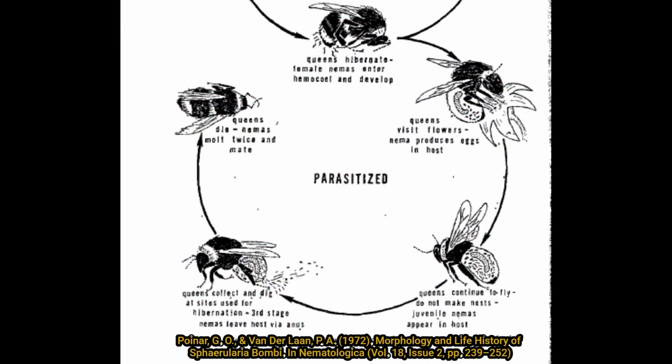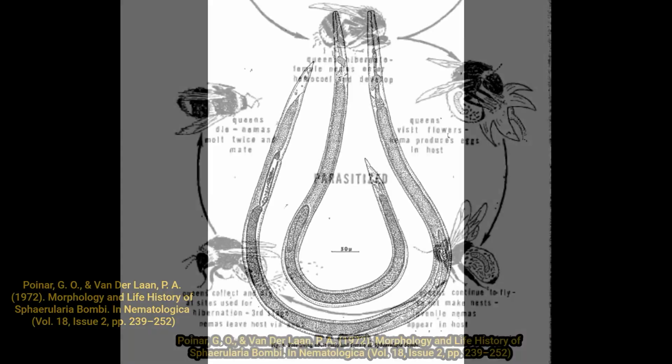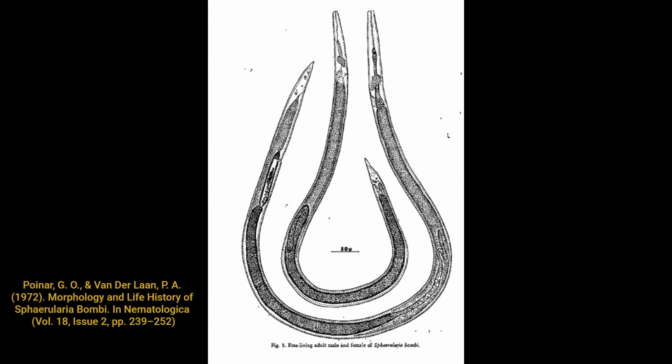These eggs would develop into larvae within the bee before burrowing into the intestinal tract and emerging from the bee's anus, where they burrow into the soil and undergo further maturation. The adult females mate with adult males, and once fertilized, they're ready to find another bumblebee host to infect and begin the life cycle again.